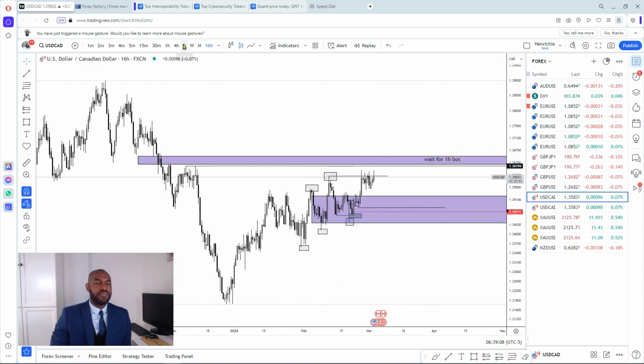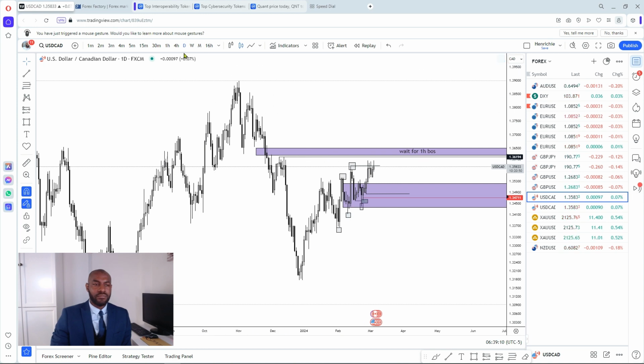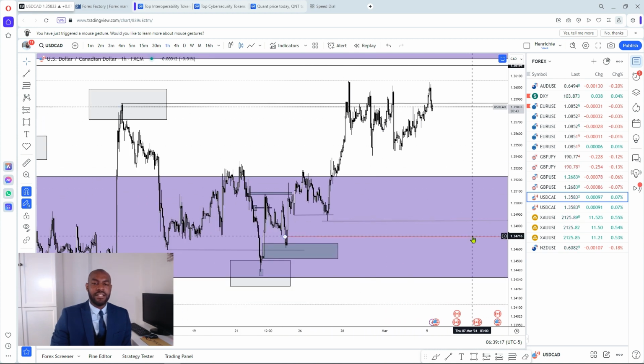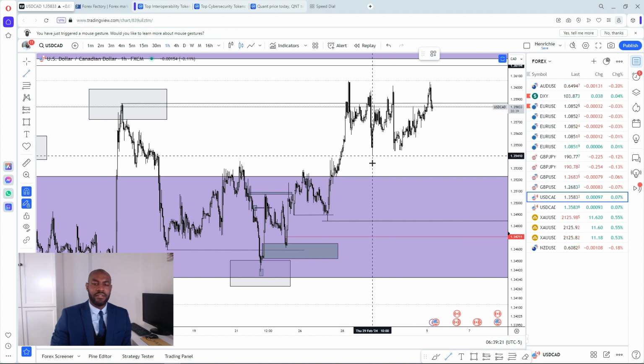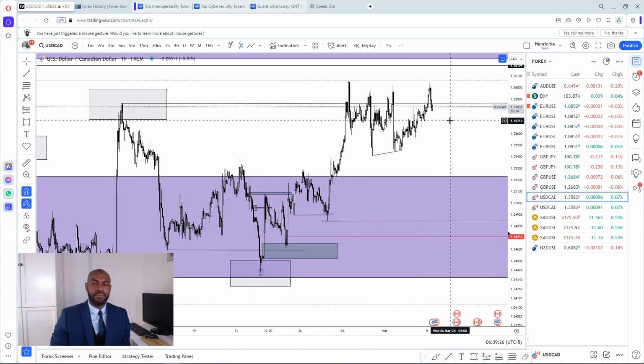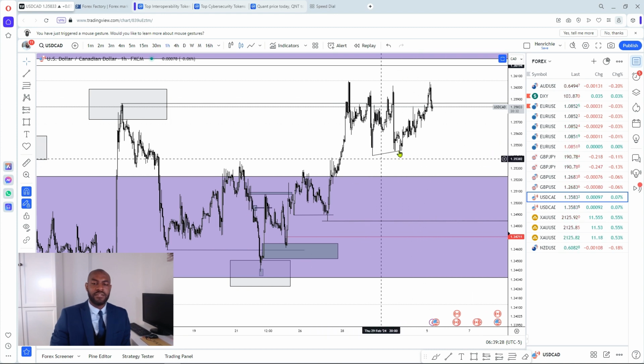So for USD CAD, I'm still anticipating to see a rally, but in the meantime, I wouldn't be surprised to see a drop down to run sell side liquidities, because right here we have a low resistance liquidity resting. So price can easily drop down to take out this liquidity.